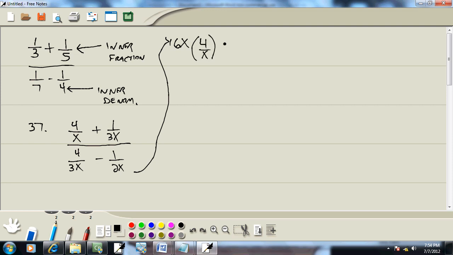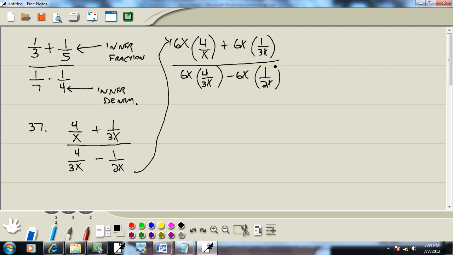Multiply by the 4 over x, multiply by the 1 over 3x, multiply it by the 4 over 3x, and multiply it by the 1 over 2x. Now when you do that, these x's cancel here, these x's cancel here, x's cancel there, and x's cancel there.